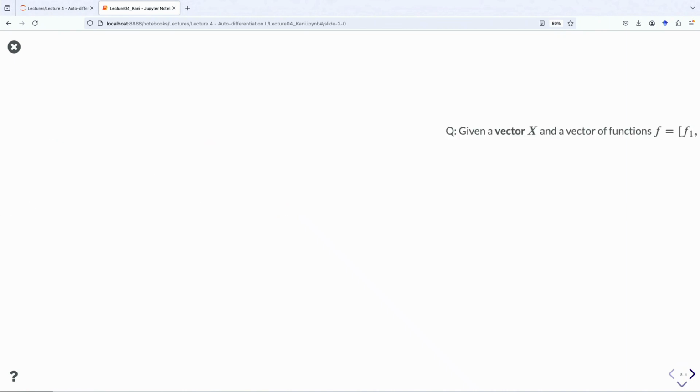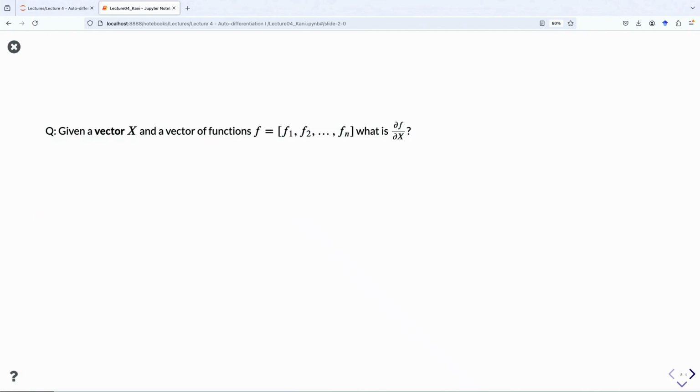A little harder. Given a vector x and a vector of functions, f1 through fn, what is df dx? What do you guys think? Yes, please. It's a Jacobian matrix? Yeah. So what does a Jacobian matrix look like? The derivative of fi with respect to xj. Which dimension? Okay, so let's say we're going to go numerator format.